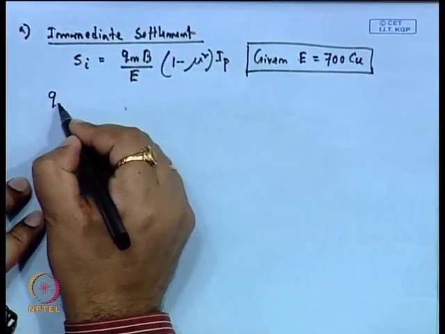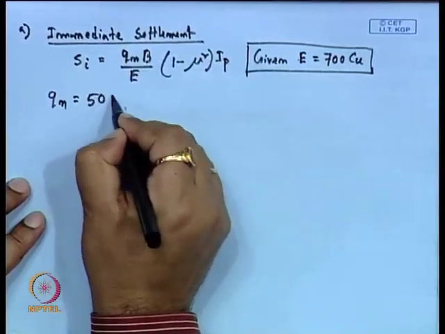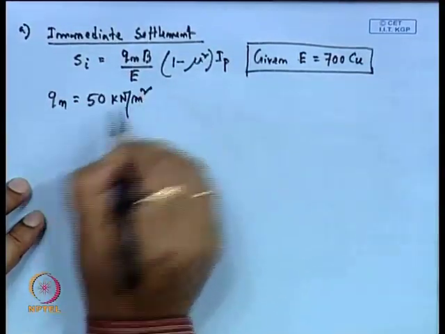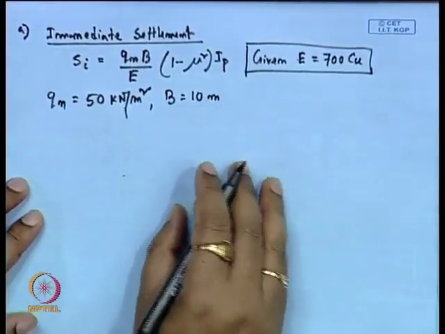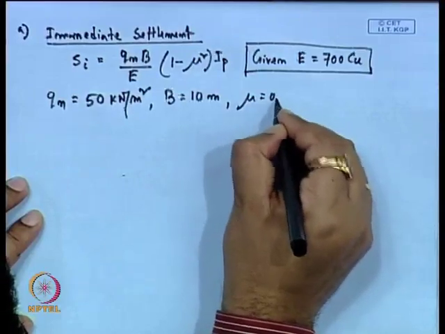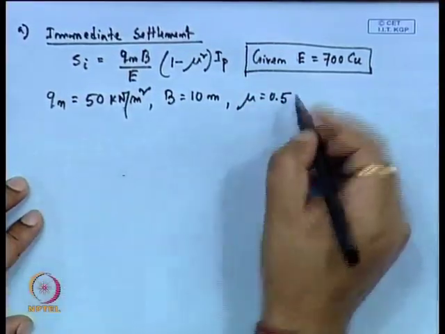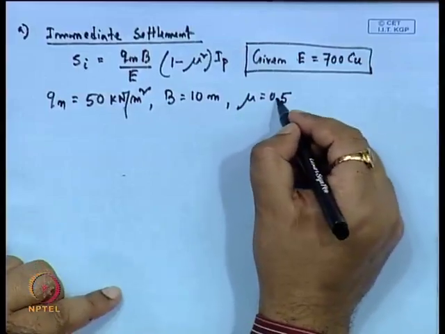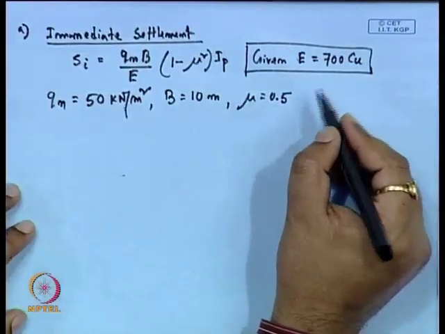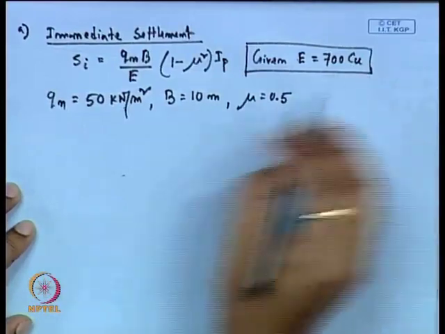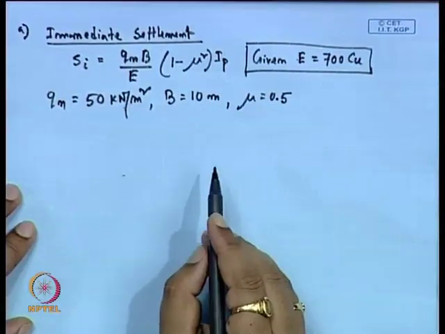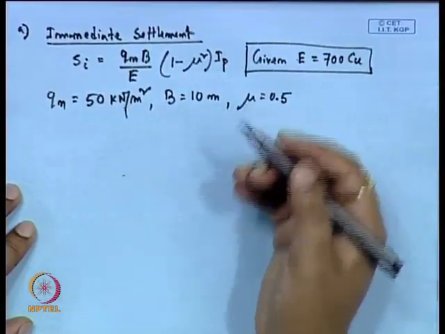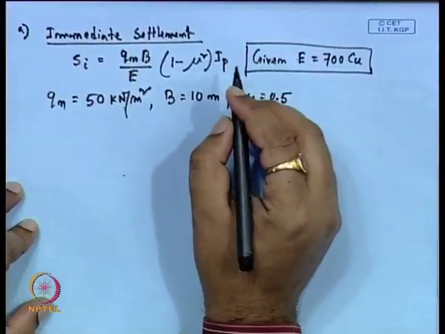Now, that means Qn is equal to 50 kilonewton per meter square for this particular condition, B is equal to 10 meter, and mu for the clay is considered as 0.5. Now we will calculate the influence factor. We consider the flexible foundation influence factor at the center, then we apply the correction factor 0.8 for the rigid foundation. As it is a raft foundation, it is a rigid foundation.